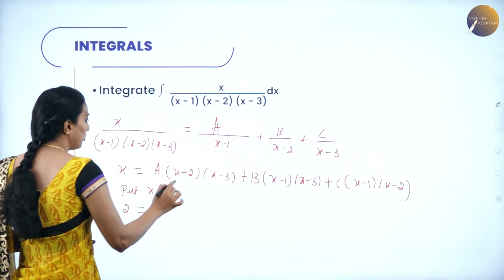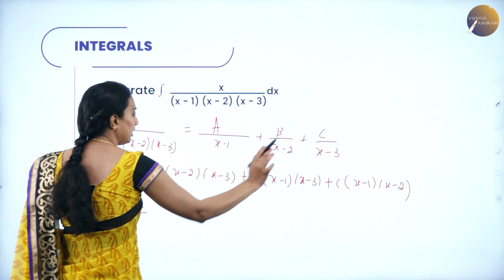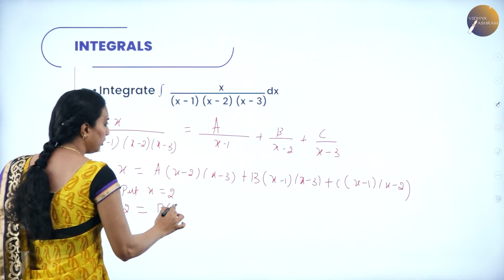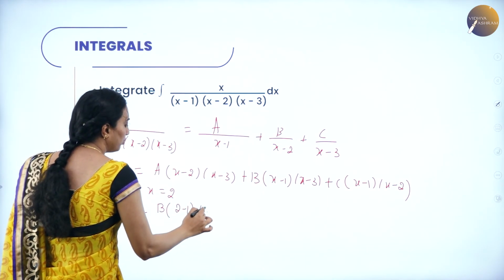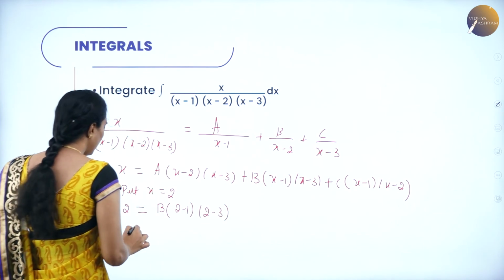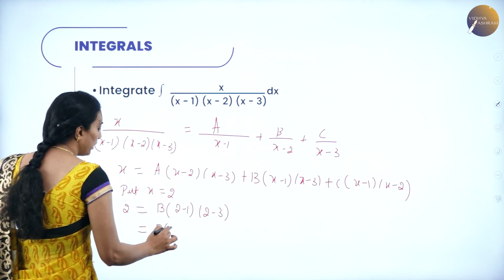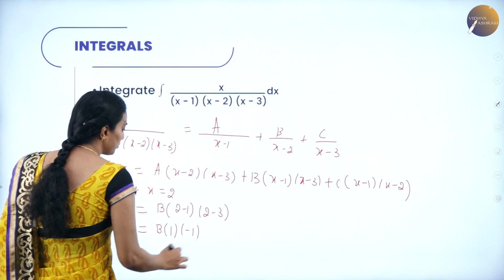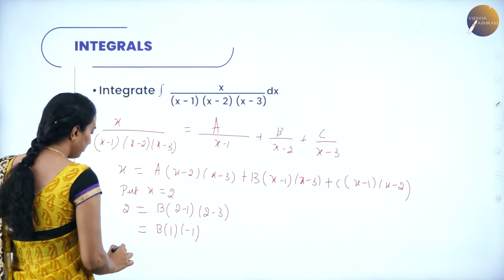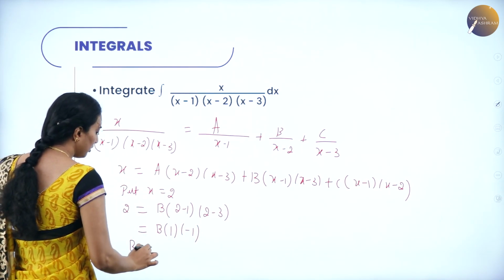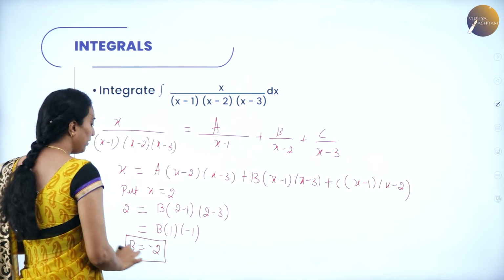So put x equal to 2. The left hand side will be 2, and the a term and c term will become 0. b is remaining: b into (2 minus 1) into (2 minus 3). So this will become b into 1 into minus 1. Therefore you have minus b equal to 2, or b is equal to minus 2. Now you got b value as minus 2.